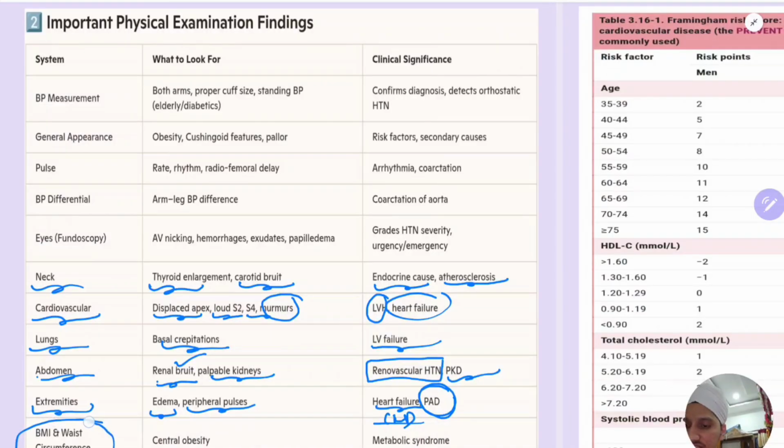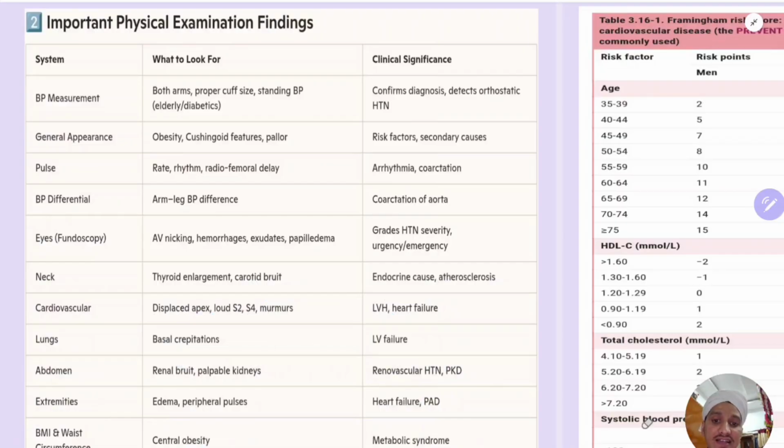You see the weight of the patient, or you measure the circumference of the waist. If there is a central obesity, then the patient is having metabolic syndrome. So this is a step-by-step guide to how to take a history and physical examination in these patients. So our main aim is to diagnose the hypertension, and then to rule out target organ damage, and then to exclude the secondary causes. So history and physical examination we have done.